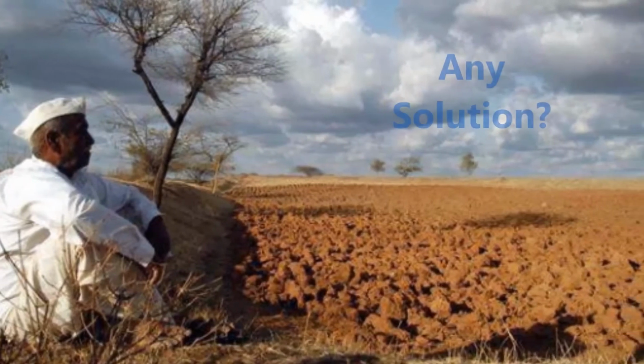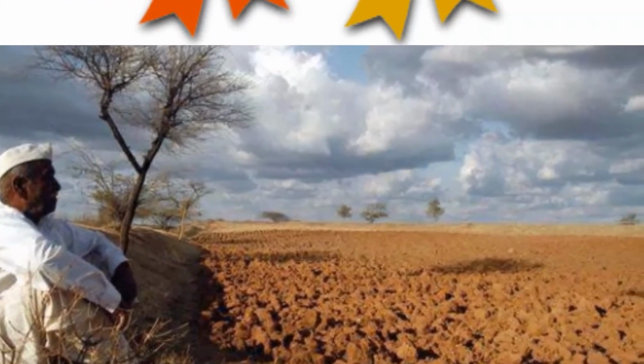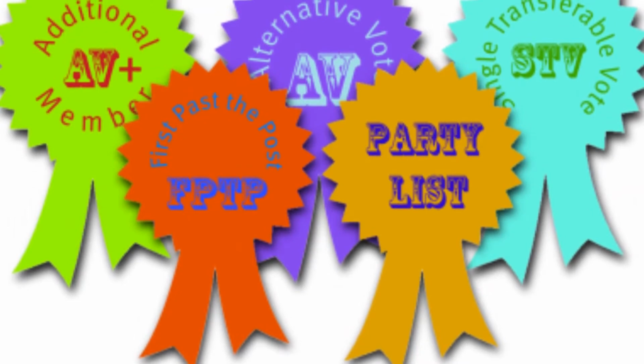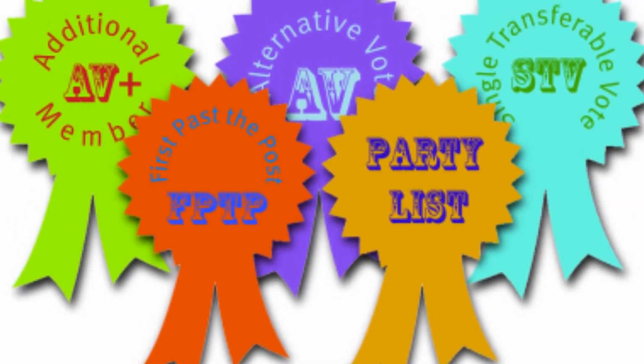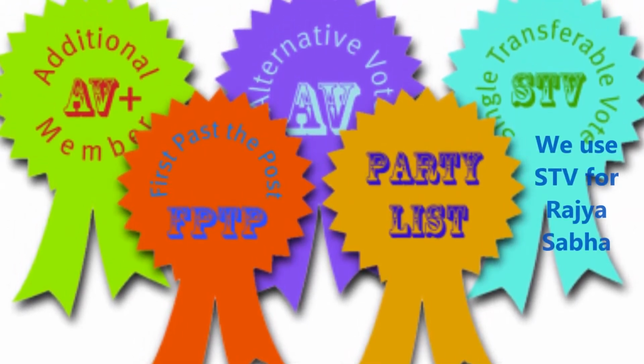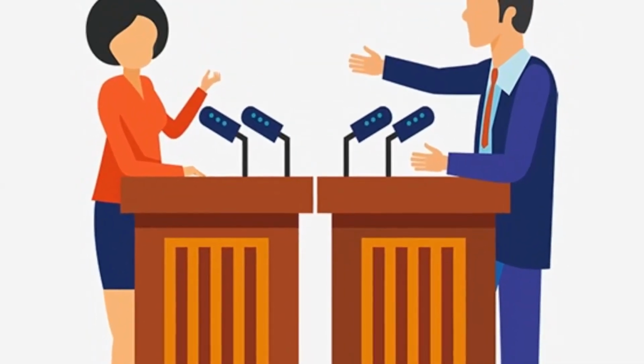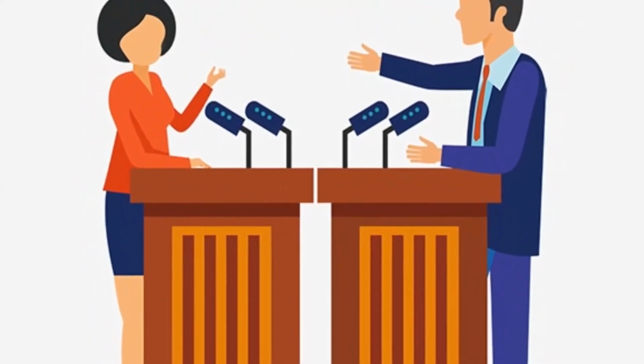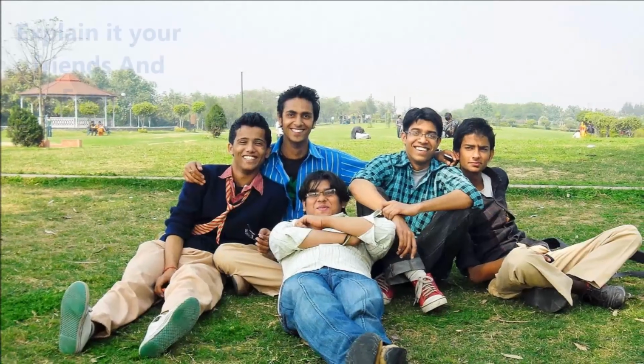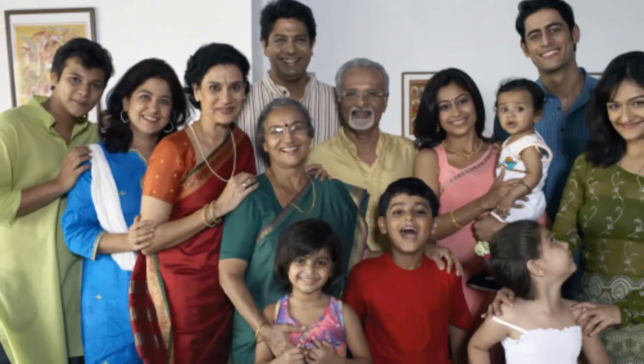Now you would ask, is there a solution to this? Actually there is. In fact, there are a bunch of other alternatives, and we actually use one of them in our Rajya Sabha elections. But which system to use is not the important question right now. What is important is to get this debate started. Make more and more people know. Let your family and friends discuss it. There has not been a single political debate on this issue in 70 years.